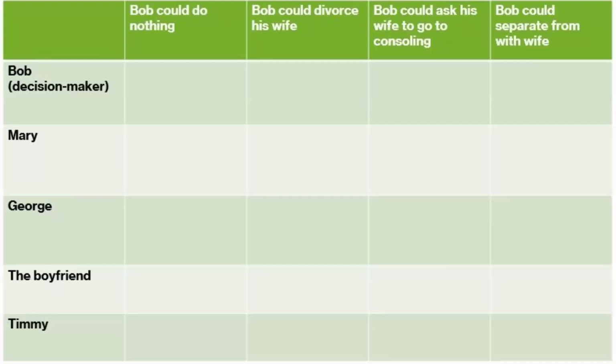if I say, should Bob divorce his wife, my first two options are implied. Bob should divorce his wife. Bob should not divorce his wife. You see? Then you just have to come up with two more. So the do nothing is kind of like the not divorce his wife.